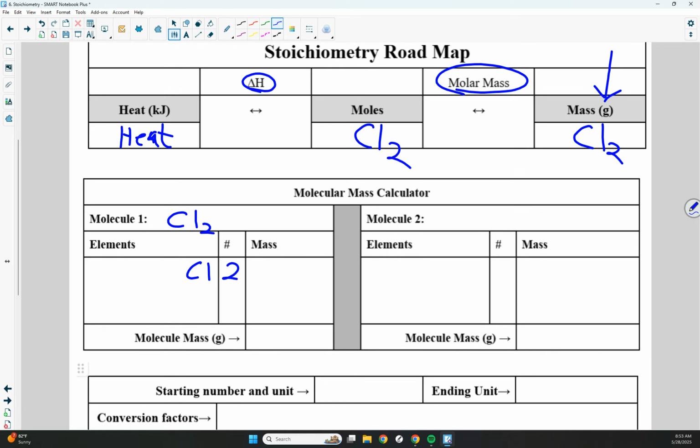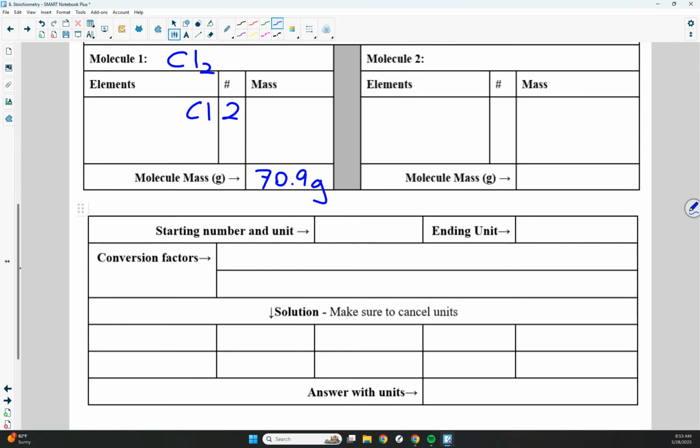We've got 2 of those. And when you add that up, you're going to get 70.9 grams per mole. So we're going to need that number. And then let's move down here.